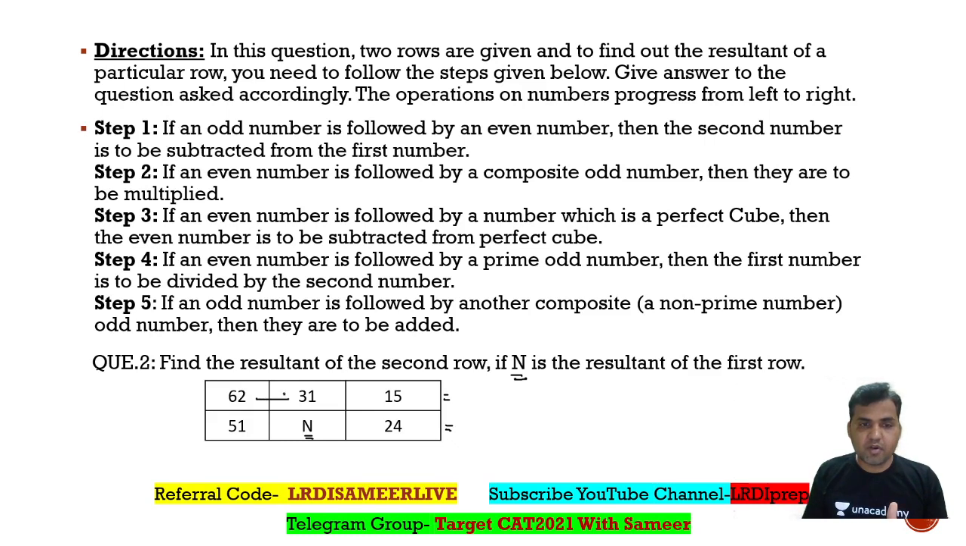62 is being followed by 31 here. 62 you can see is an even number, 31 is an odd number, and it's a prime number. So you see that even number is followed by a prime odd number, then the first number is supposed to be divided by the second number.